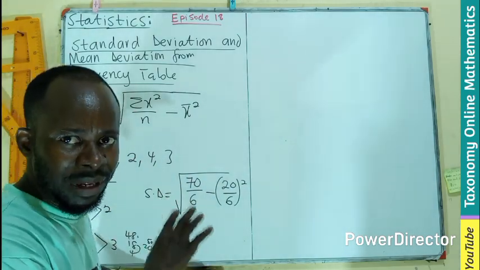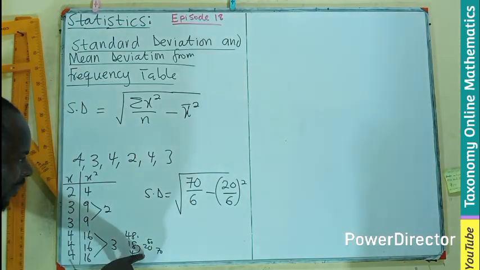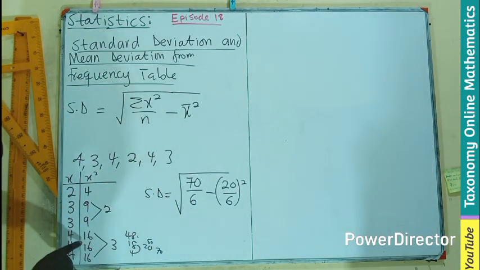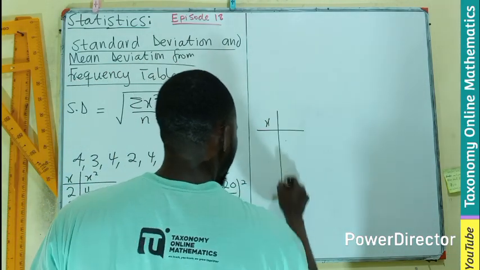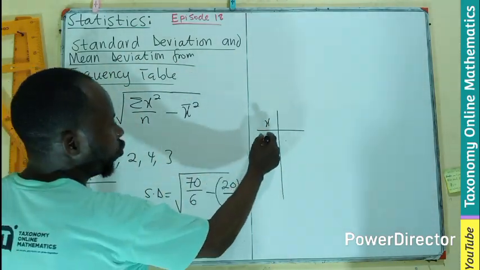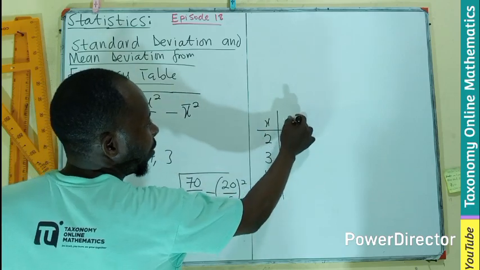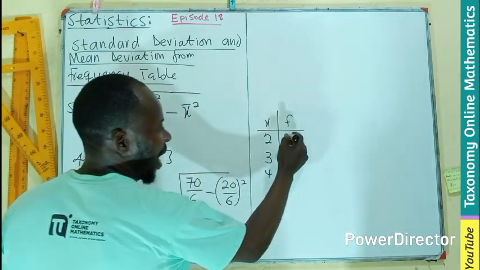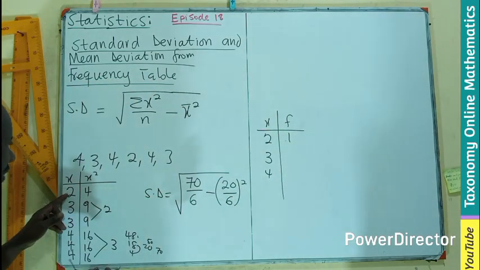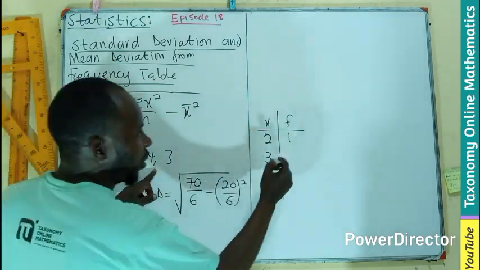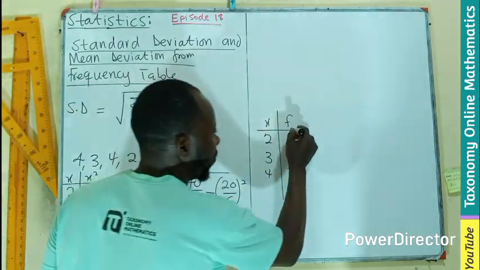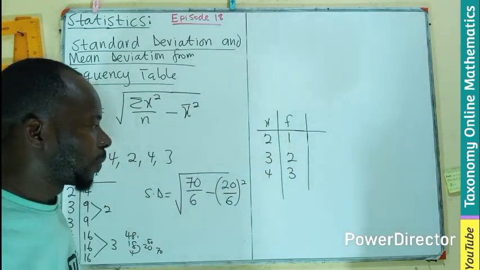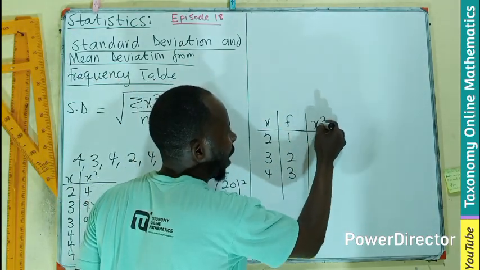My concern is not about getting the answers, but how we get to this place. We can see that we were repeating the 3, 3, and repeating the 4, 4, 4, whereby we can just go by x values. Here I have 2, 3, 4. Let's go for frequency. The 2 is appearing only 1 time, the 3 is appearing 2 times, and the 4 is appearing 3 times.